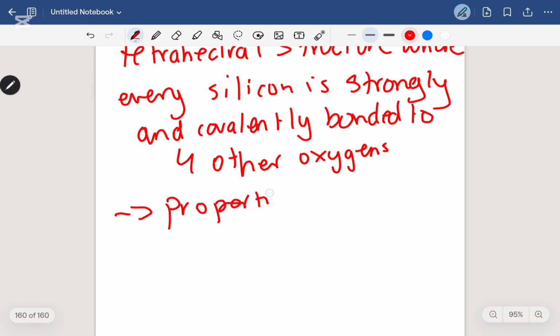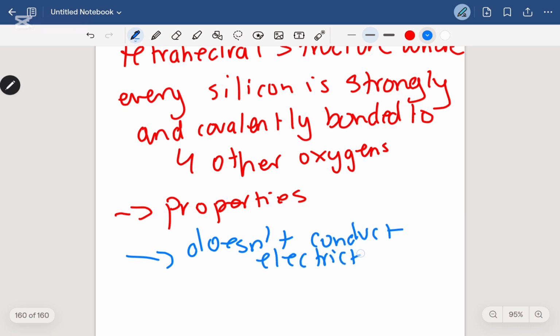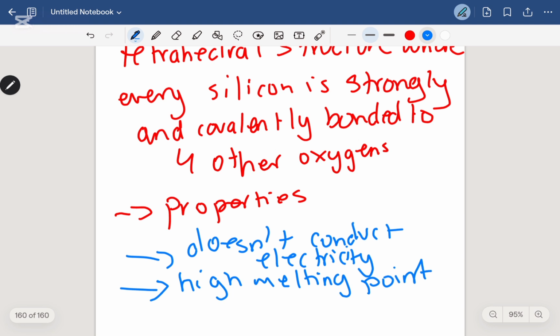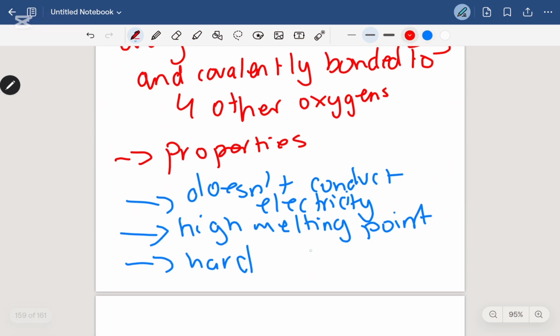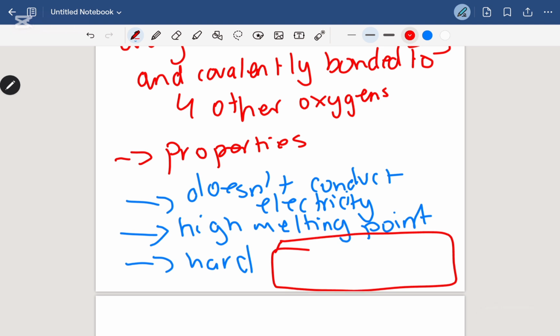So properties. Silica doesn't conduct electricity because it doesn't have any free electrons. These properties are almost similar to diamond. Then another property is that it has a high melting point but lower than diamond, so I'm going to write high melting point, but it is way lower than the melting point of diamond. And then it is hard, but not harder than diamond, because diamond is probably way harder.